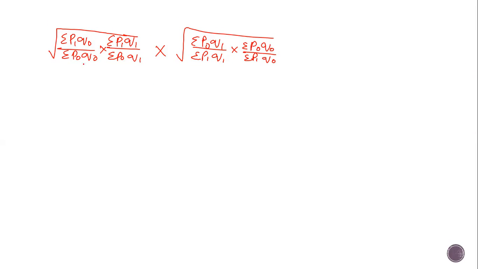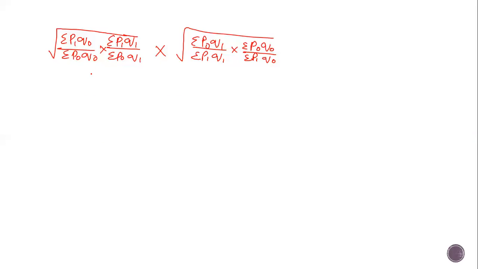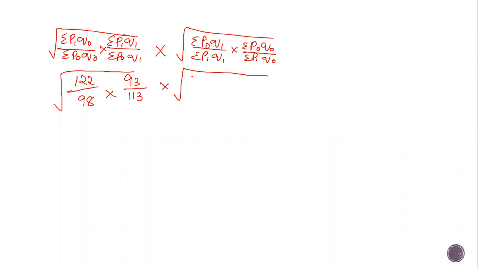So if you write the values, you will get 122 divided by 98 into 93 divided by 130, into square root of 113 divided by 93 into 98 divided by 122. Am I right? Did I write it correctly? Yes.